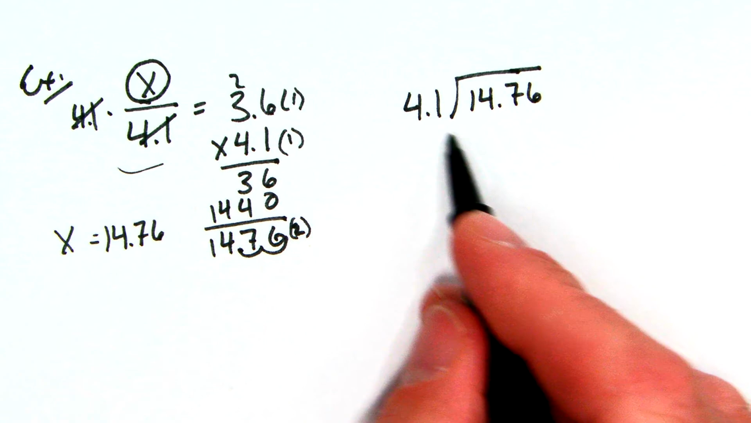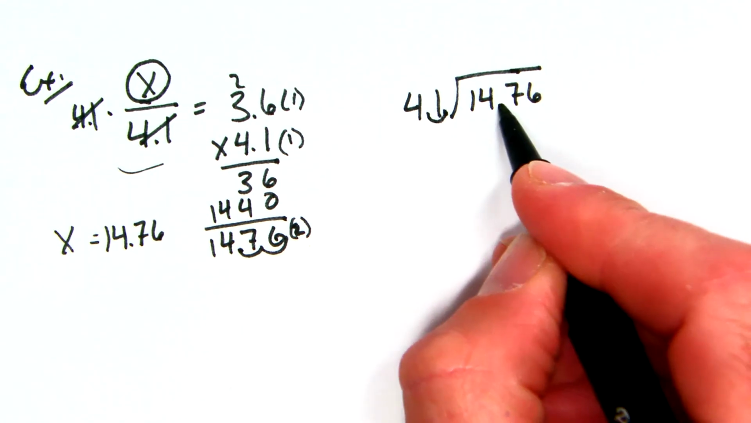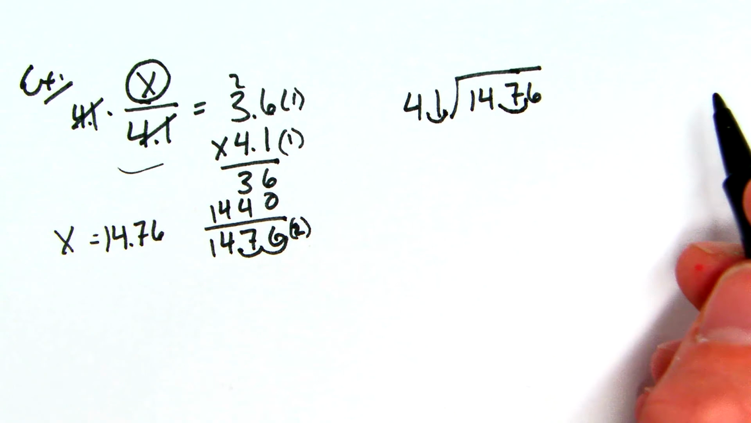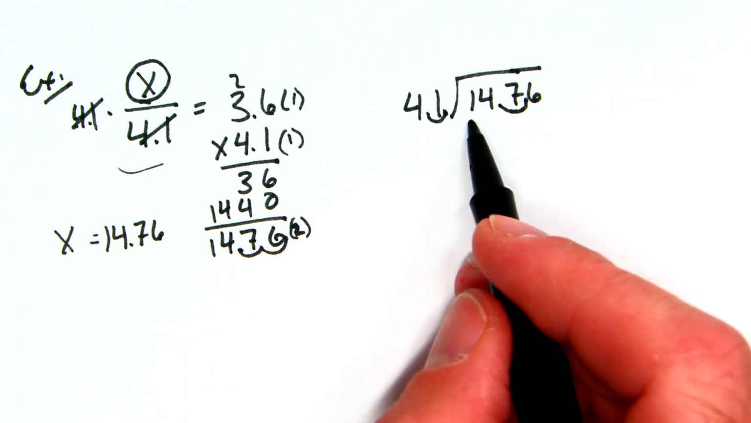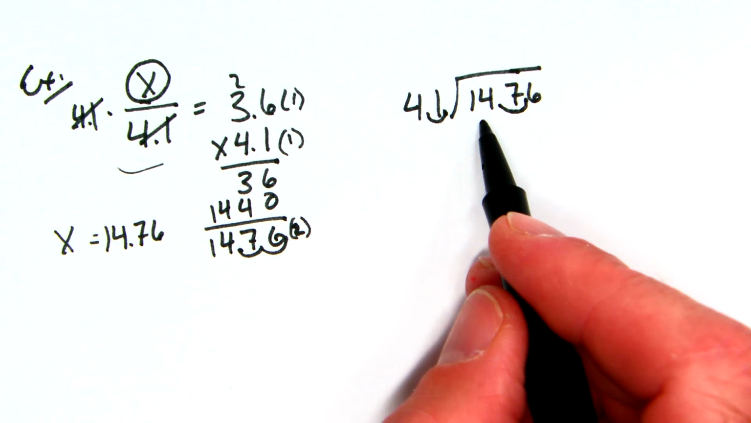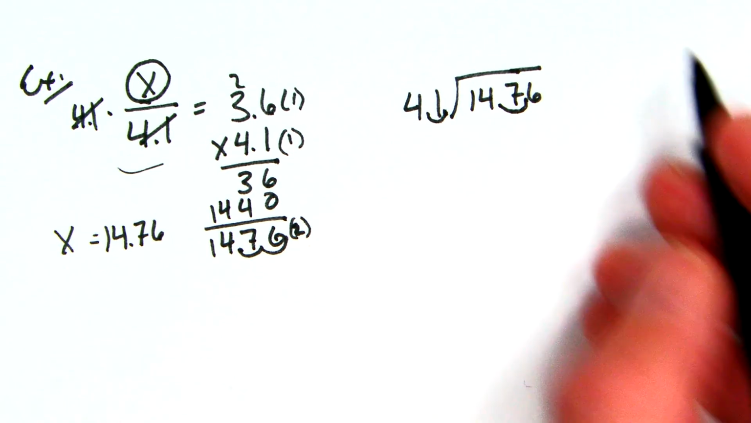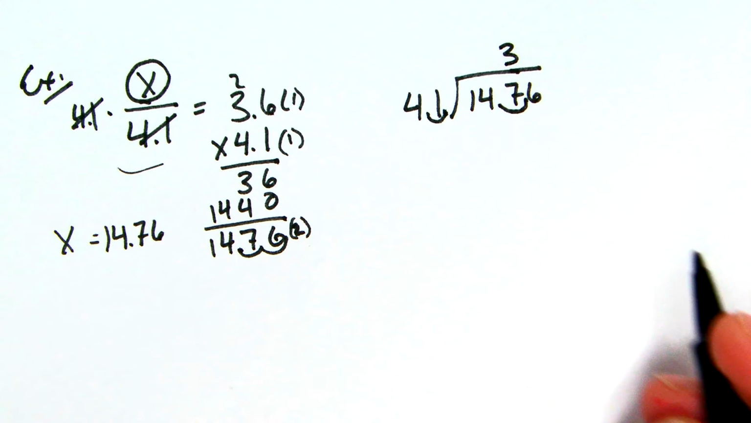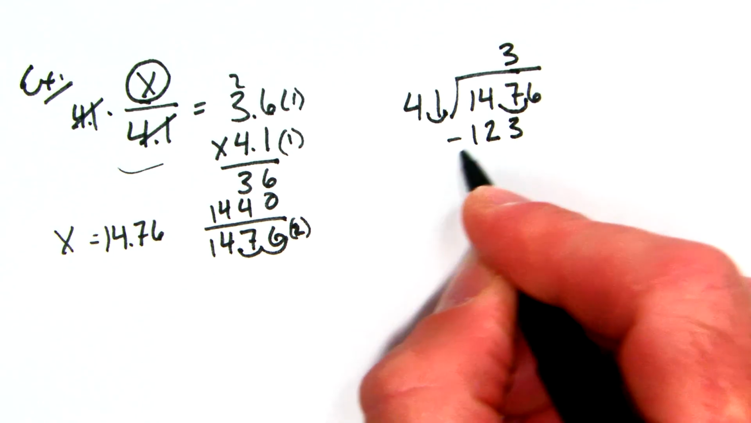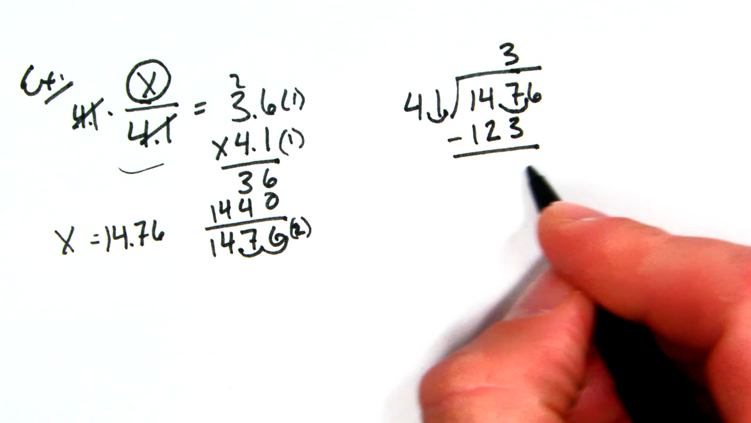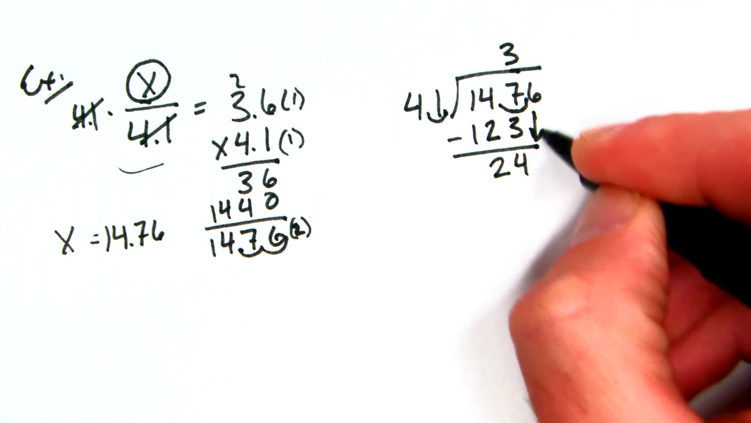Ooh, a decimal in our divisor. So remember, we have to move that over one spot and then move that over one spot. Now, how many times will 41 go into 1? It won't. How many times will 41 go into 14? It won't. How many times will 41 go into 147? That's actually going to be 3 times. 3 times 41 is 123. If we subtract those, we get a difference of 24. And now we bring down our 6.